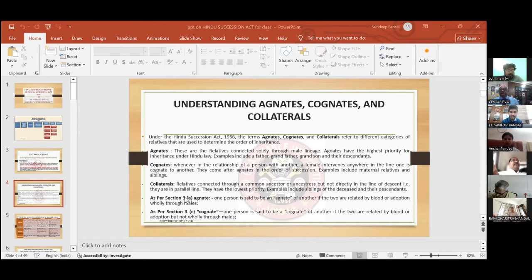Now, as per Section 3(a) of the Hindu Succession Act 1956, agnate: one person is said to be an agnate of another if the two are related by blood or adoption wholly through males. As per Section 3(c), cognate: one person is said to be a cognate of another if the two are related by blood or adoption, but not wholly through males.